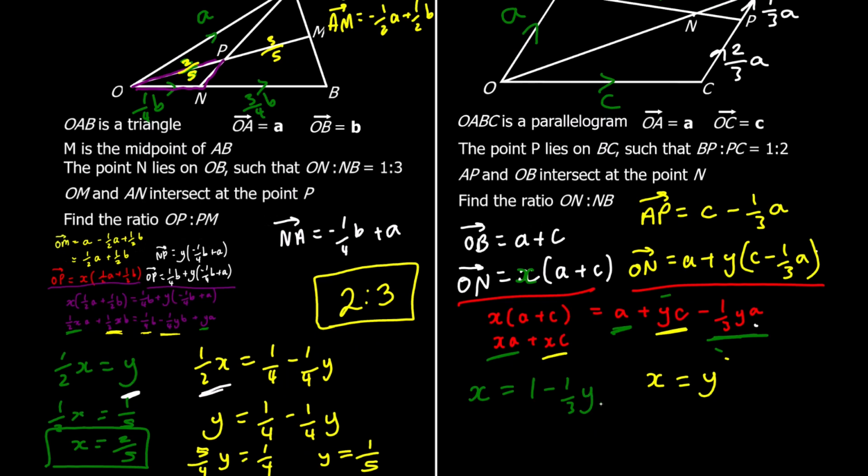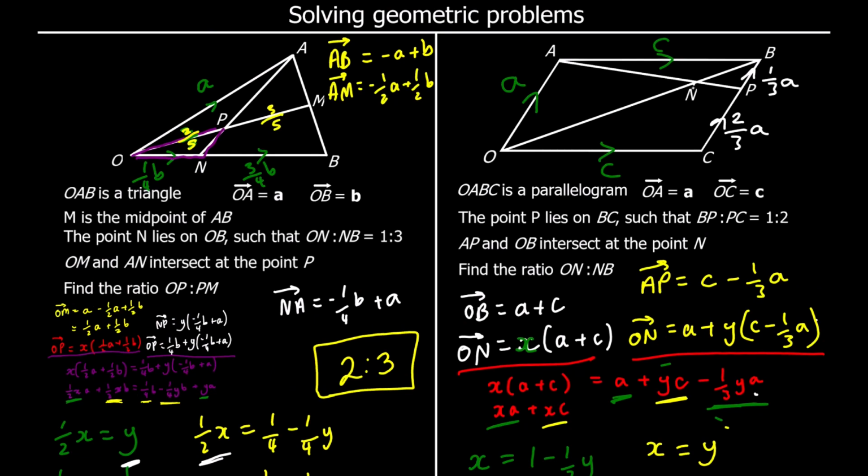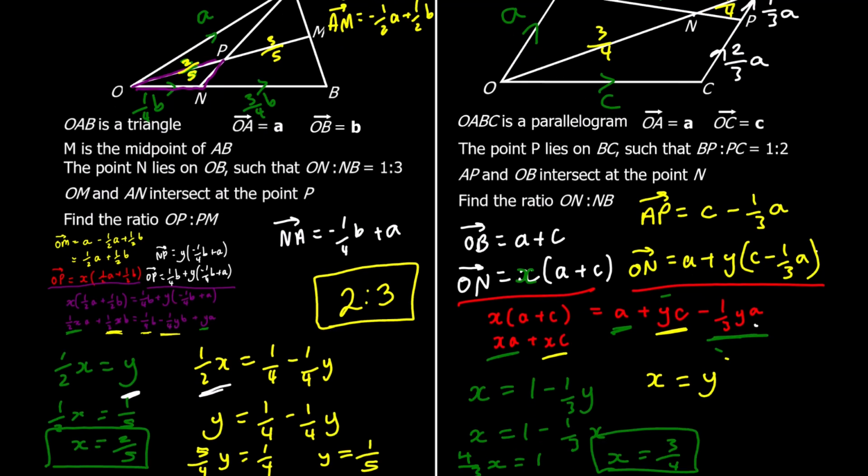So I can change the y into an x. So x is 1 minus a third x, plus a third x to both sides: 4 thirds x equals 1. So x is 3 quarters. So O to N is 3 quarters of the journey, so it must be 3 quarters and 1 quarter. Find the ratio O to N to N to B. So it's 3 quarters and 1 quarter, which is 3 to 1.